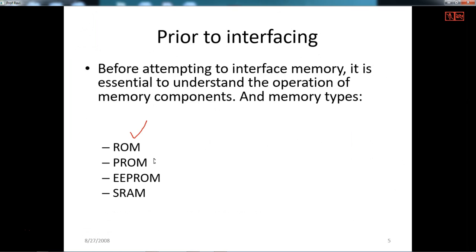PROM means the manufacturer gives an option: you can buy it and then program it once. And EEPROM means electrically erasable programmable read only memory. So you can write and erase the contents any number of times if you have a flash programmer. So these are the ROM types. And coming to the RAM types, you have SRAM and DRAM, static RAM and dynamic RAM.